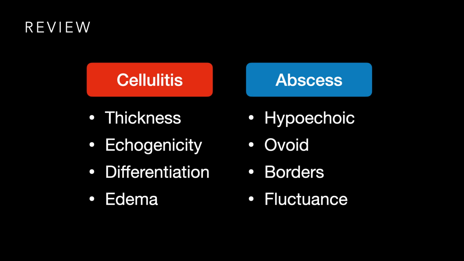From an abscess, we talked about the characteristics of being hypoechoic, having the ovoid appearance that maybe has irregular borders, and then has that sonographic fluctuance to it as well. And so the key to remember is that you can oftentimes have the abscess with the cellulitic changes around it. And so as you're scanning your patients, definitely identify the abnormal area and then try to scan through and find the normal area to notice that differentiation.